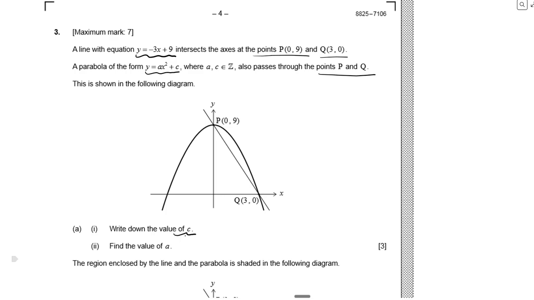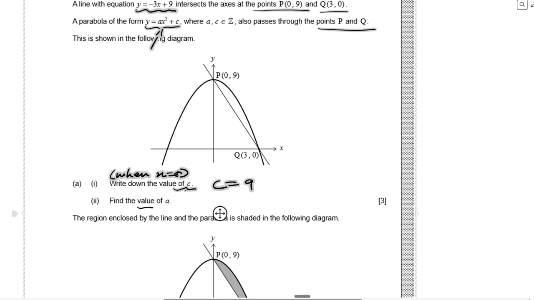And so c is essentially when x is equal to 0, we have c. So that should be our y-intercept. So let me just write that. When x is equal to 0, our y-intercept c is equal to 9. Right, that's our value.